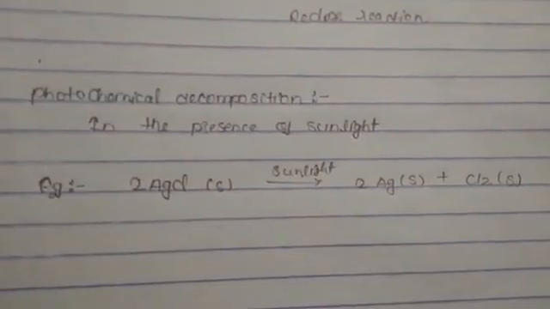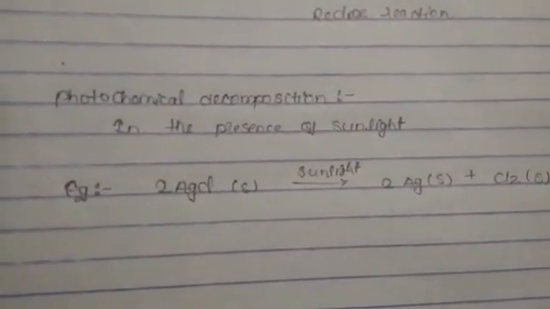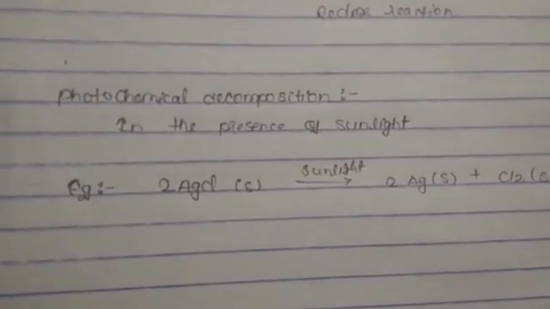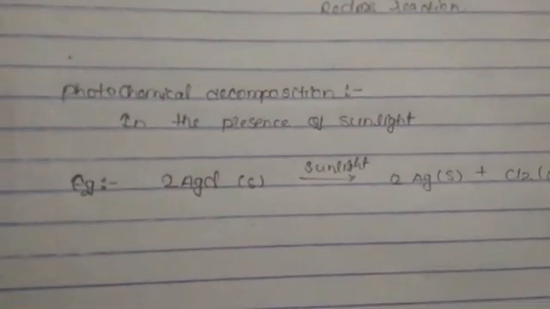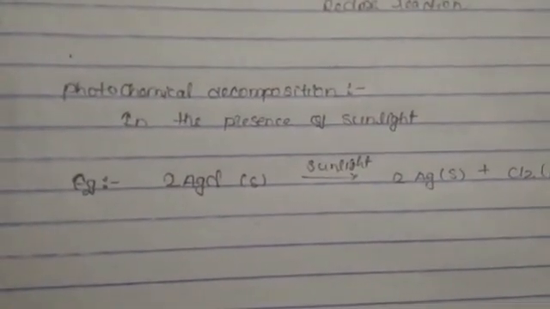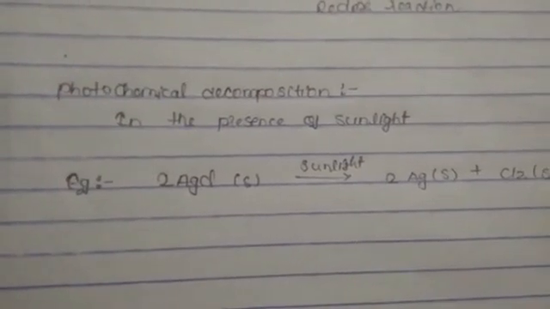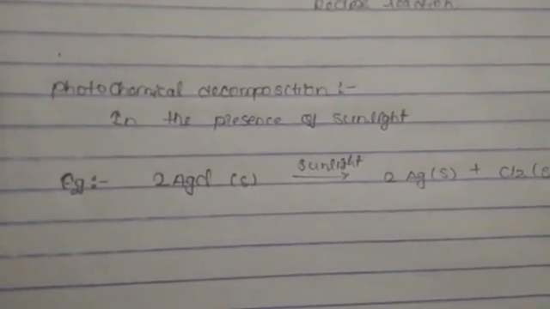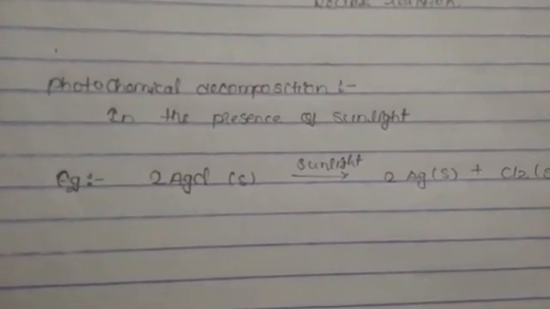And the third one is photochemical decomposition. The decomposition that takes place in the presence of sunlight is known as a photochemical reaction. In the presence of sunlight, any substance that breaks into two or more compounds or substances, we call photochemical decomposition.